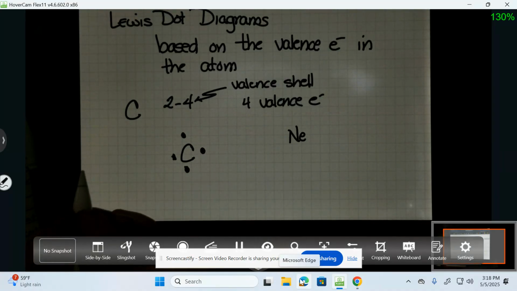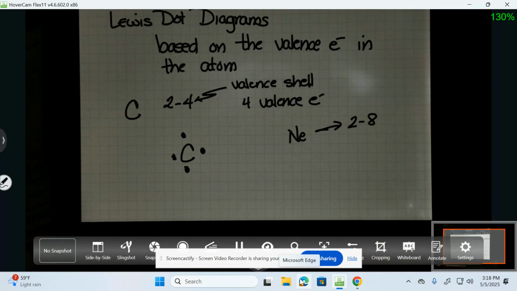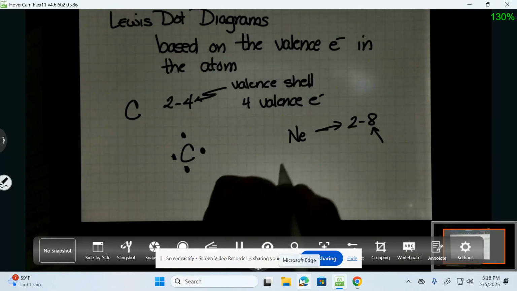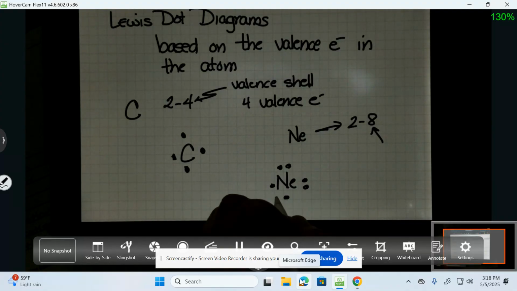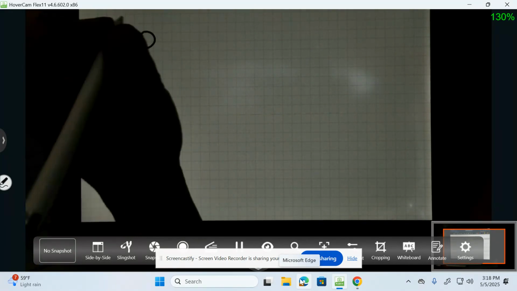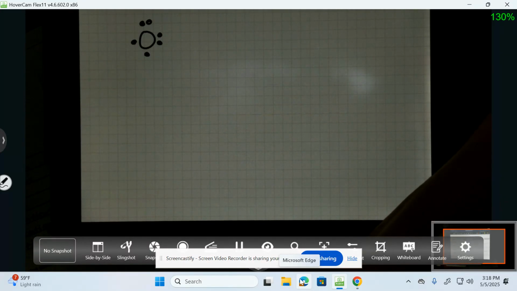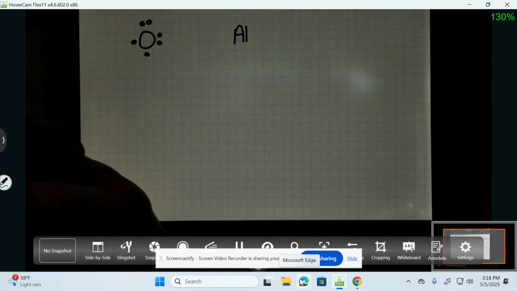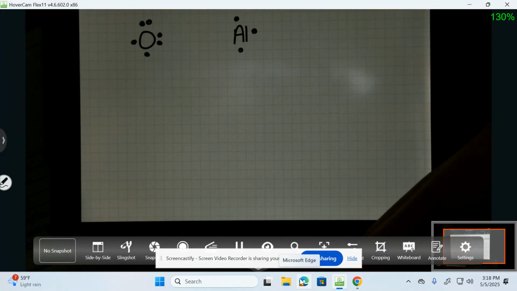Example, neon. How many valence electrons does neon have? 8, 2-8. So 8 valence electrons, I would take neon. I'd go 12, 3, 6, 9, 12, 3, 6, 9. Oxygen. How many dots is it going to get? 6. 12, 3, 6, 9, 12, 3. Aluminum. How many valence electrons? 3. 1, 2, 3. All right, we good with valence electrons and drawing Lewis dot diagrams of them? Okay.